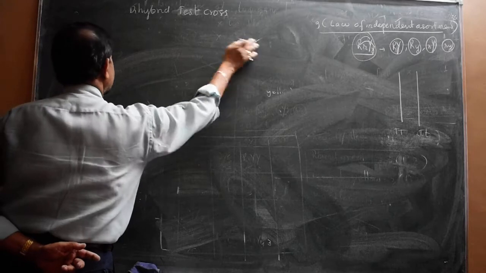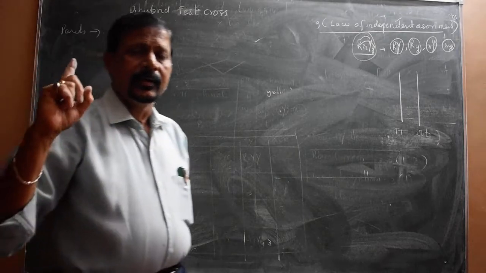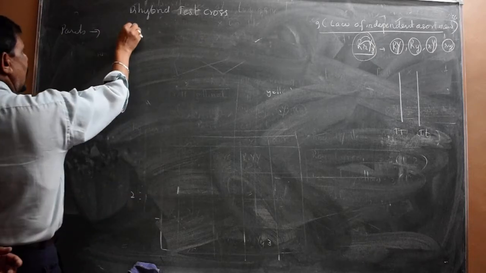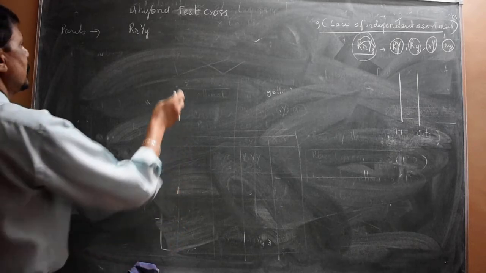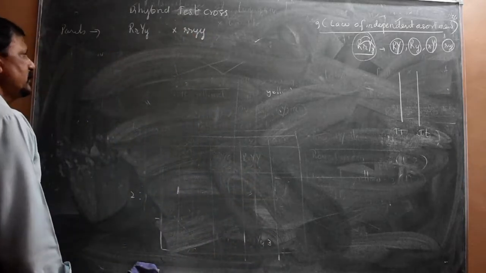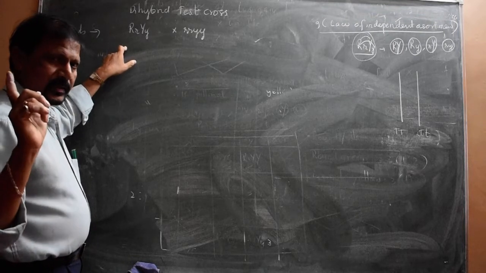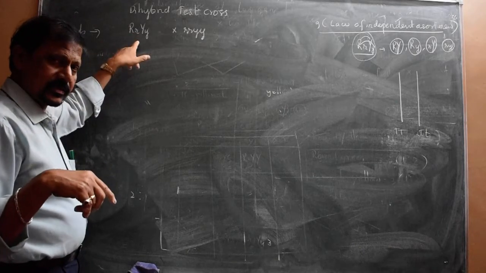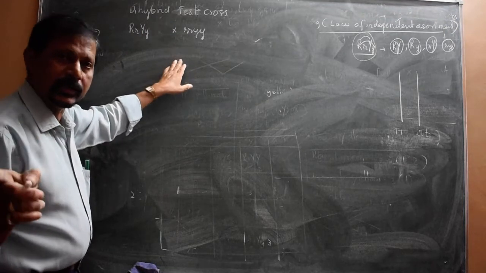But in the dihybrid cross, what is done is, the F1 generation of the dihybrid, which you just studied, capital R small r, capital Y small y, is crossed with the recessive parent. F1 generation of the dihybrid is what? Round yellow only. Correct? But that is heterozygous. That you must know. And the recessive parent will be homozygous.